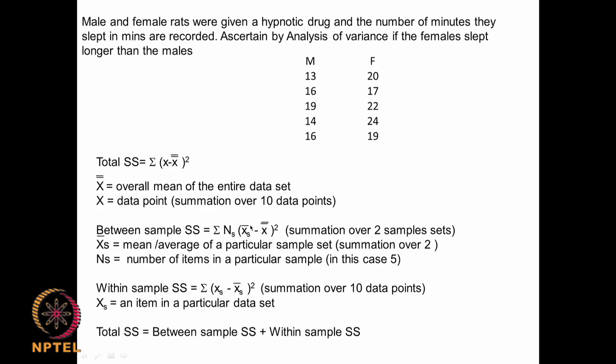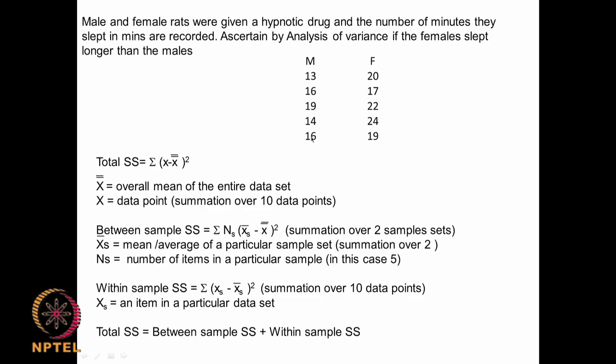Now, between sample sum of squares, okay, there will be 2 samples only here. Suppose I had say 3 drugs, or if I had male, female and infant, then I may have 3 sets of samples, then I will have 3 terms which need to be added. Okay. Here where I am adding.